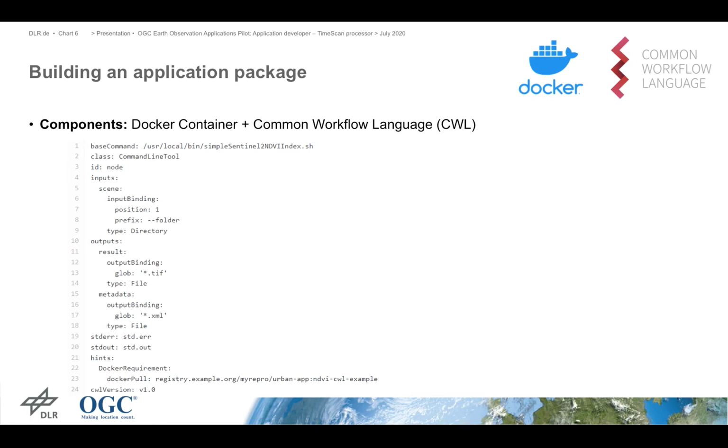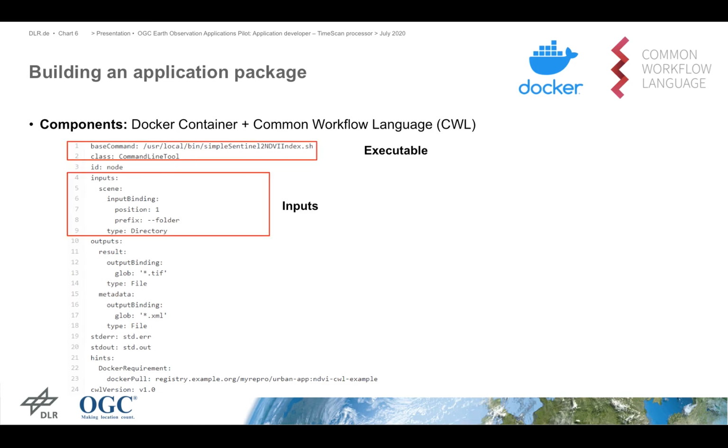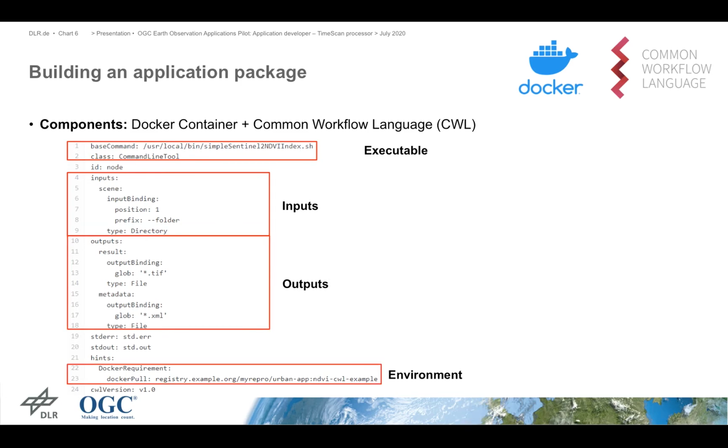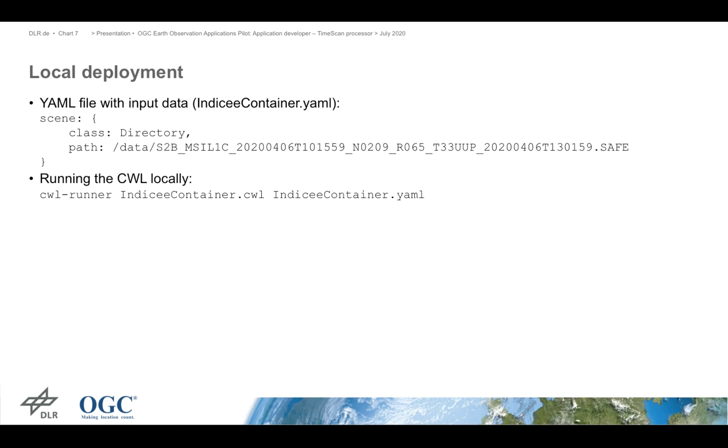To build an application package, 2 components are necessary: a Docker container with all software-related dependencies, which includes a script which is executed, and a description of the process with the Common Workflow Language specification. This CWL describes the executable, inputs, outputs, as well as the environment of the process, in our case, a Docker container.